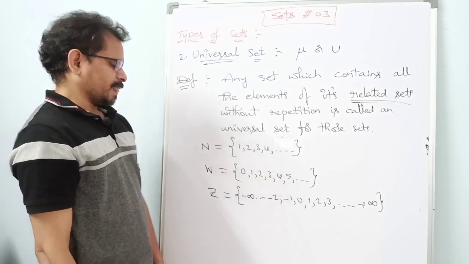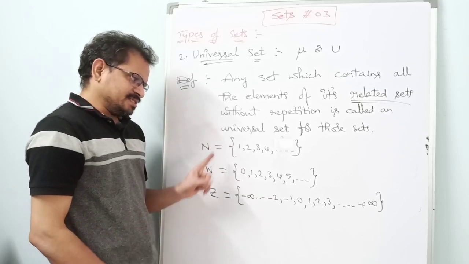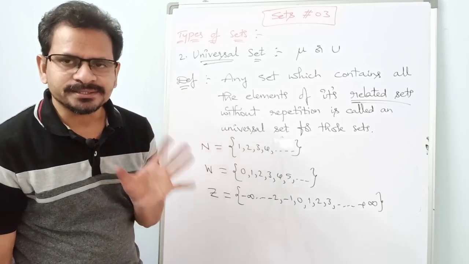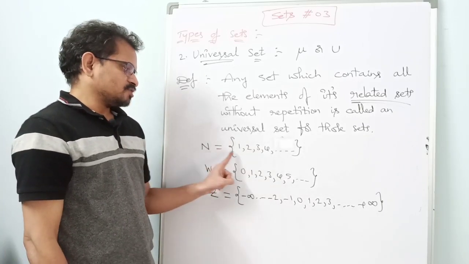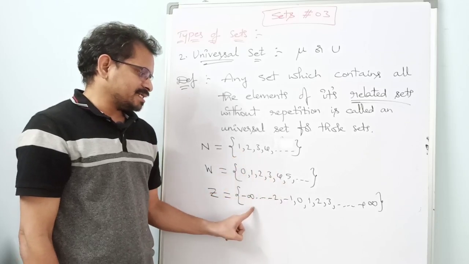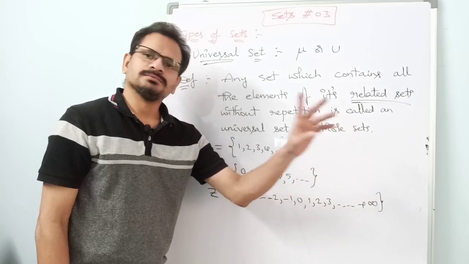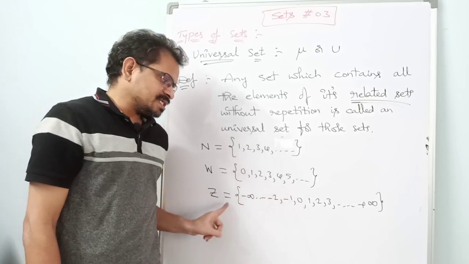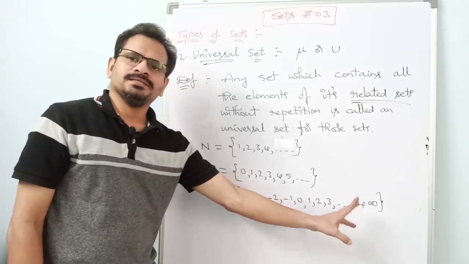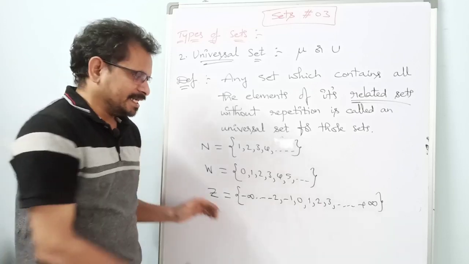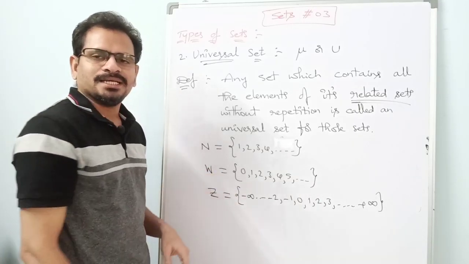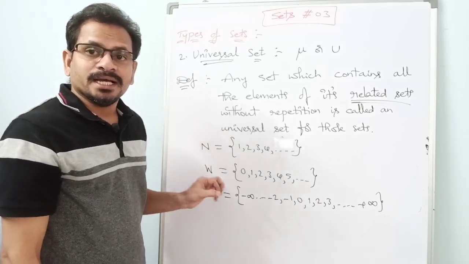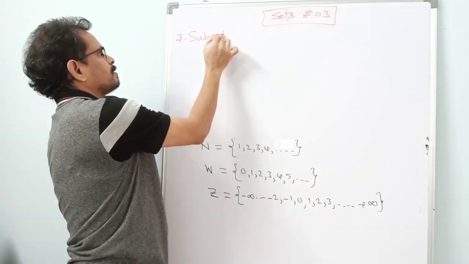Now tell me, of these three sets, what is the universal set and what are the related sets? See here, all these elements are present in this set or not? 1, 2, 3, 4, and so on. And 0 is also there. So all these numbers are present in the integer set, yes. So the integers set is the universal set. Then the related sets are the natural numbers and whole number sets. Next, the third one is subset.